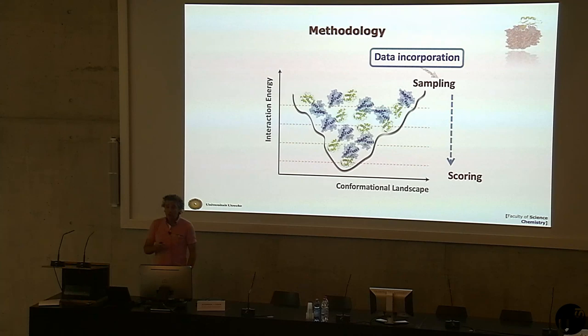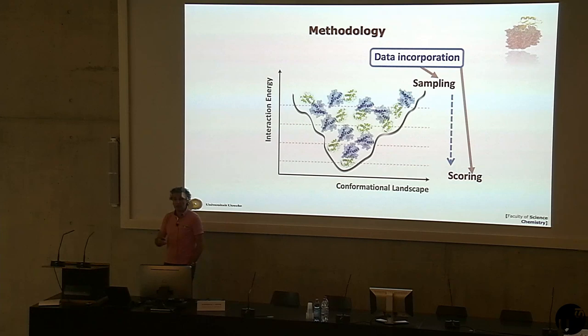Now, if you have data, could be experimental data, but also bioinformatic data, you might decide to use the data to either bias the sampling, and you say, I'm not going to search the entire space anymore, but I'm going to concentrate my search in some region of space, or you can use the data also in discriminating good from bad models.